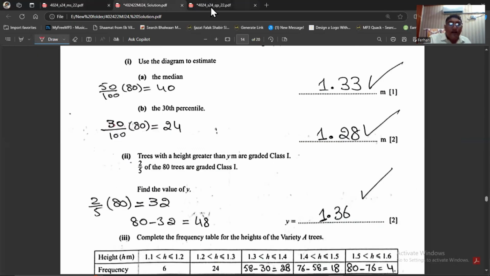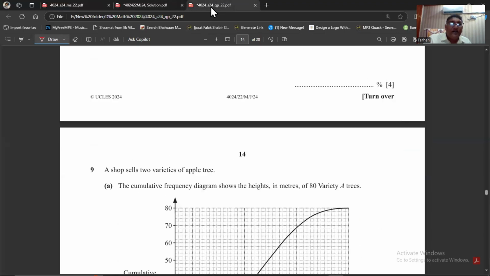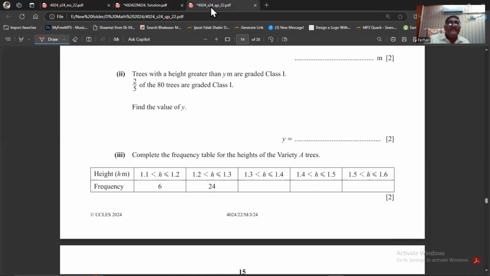Then question number 9, it's A part, and it's the second portion. They say trees with a height greater than y meter are graded class 1. So 2 by 5, this word is very important, greater than. These graphs are less than, but their word is greater than. Y are graded as class 1. 2 by 5 of the 80 trees are graded as class 1. So we will find the value of y.